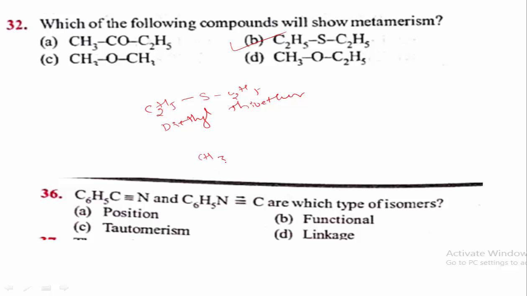This one is also written as CH3CH2. Is it right? CH3CH2CH2, sorry. This compound name is methyl propyl thioether. Methyl propyl thioether. Okay students, therefore option B is the right answer because it shows metamerism.